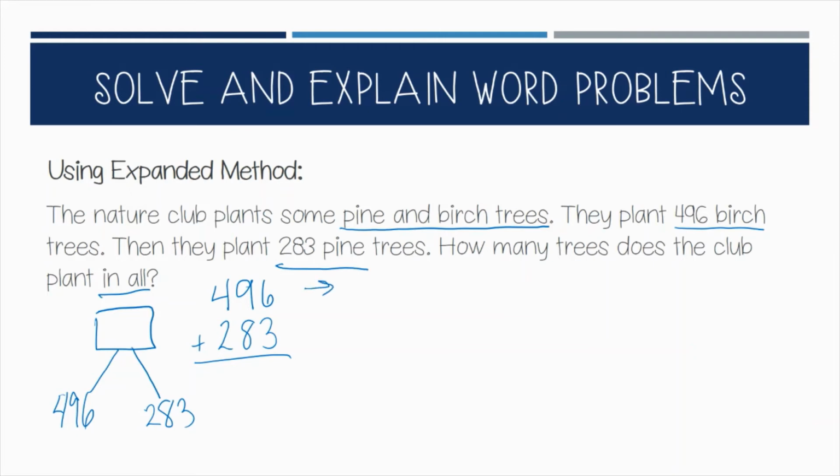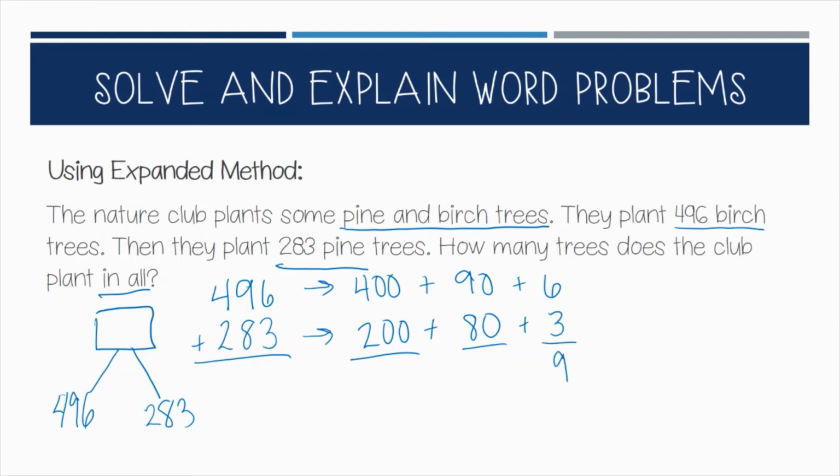So we're going to write each number in expanded form. So we have 400 plus 90 plus 6. And then I'm going to break apart my next number, and I have 200 plus 80 plus 3. And now I can add up each of those place value positions. So 6 and 3 is 9. There I go, giving away the answer.